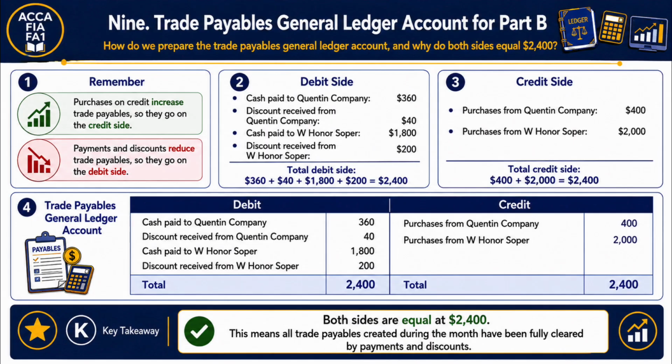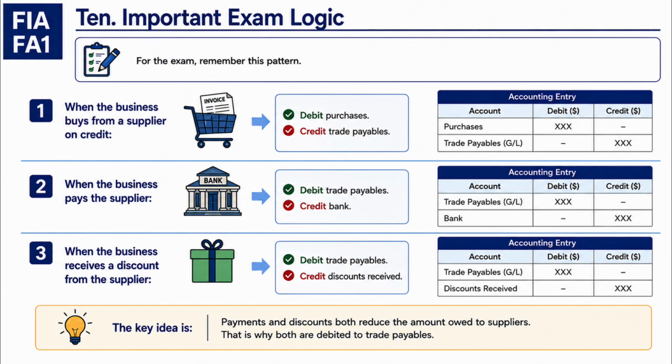Total debit side, $360, plus $40, plus $1,800, plus $200, equals $2,400. Credit side purchases from Quentin Company, $400. Purchases from W. Honor Soper, $2,000. Total credit side, $400 plus $2,000, equals $2,400. So both sides are equal. This means all trade payables created during the month have been fully cleared by payments and discounts.